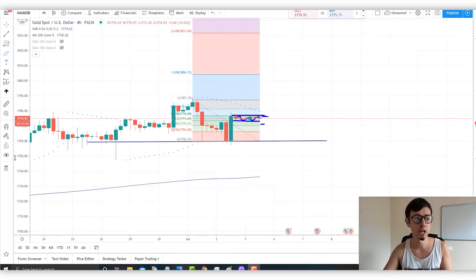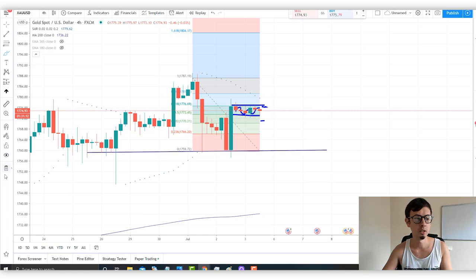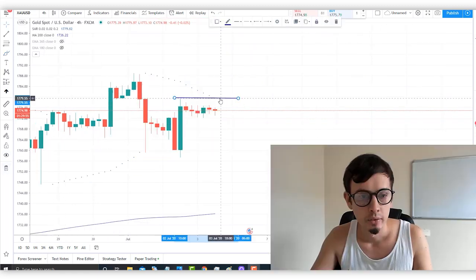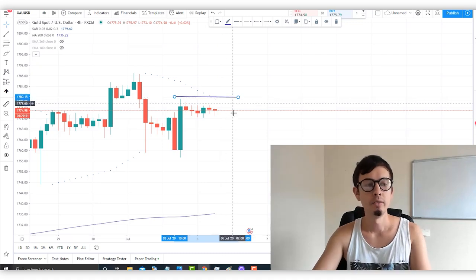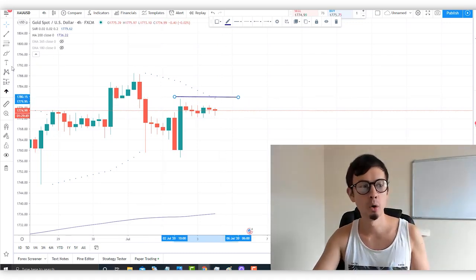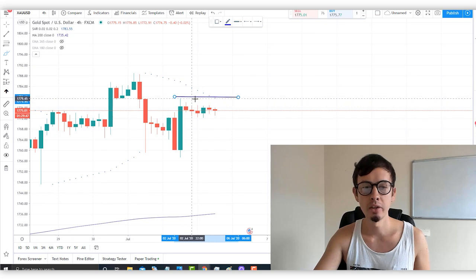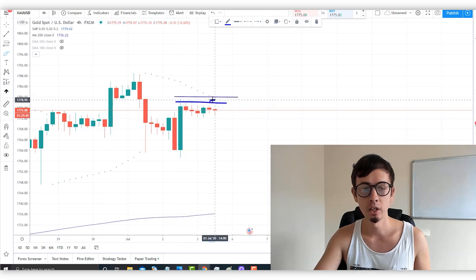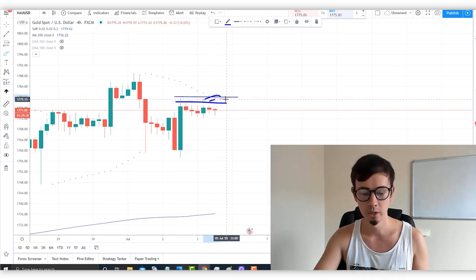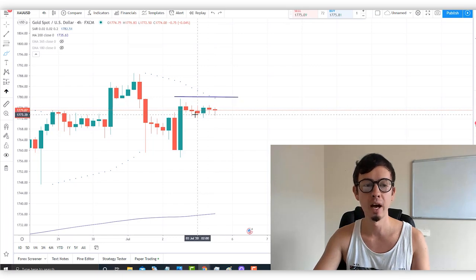So my stop loss was actually 1579.95. Here we go. So here, and why above? Because I know that if the price goes here, if the price breaks this level, first of all, it's going to go back up, and I will make a loss. That's why I place my stop loss above that.